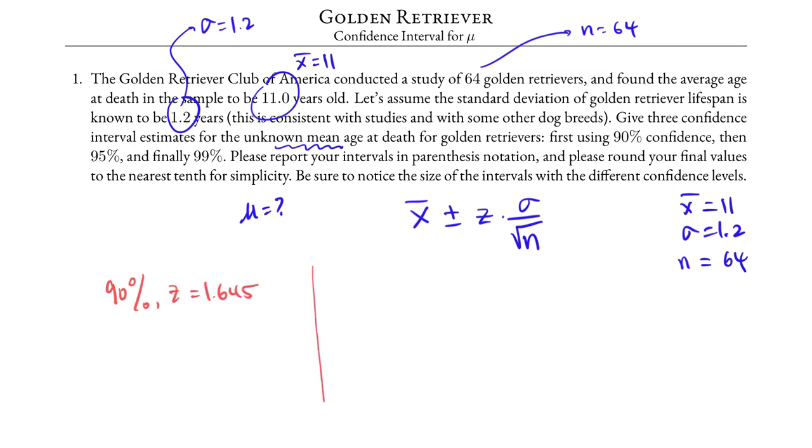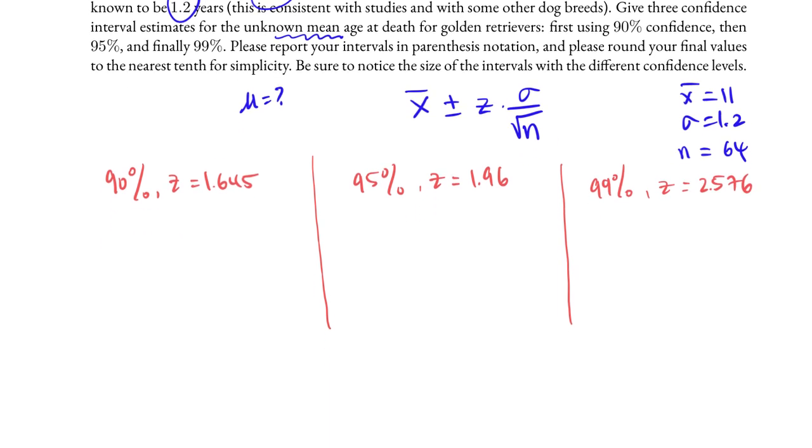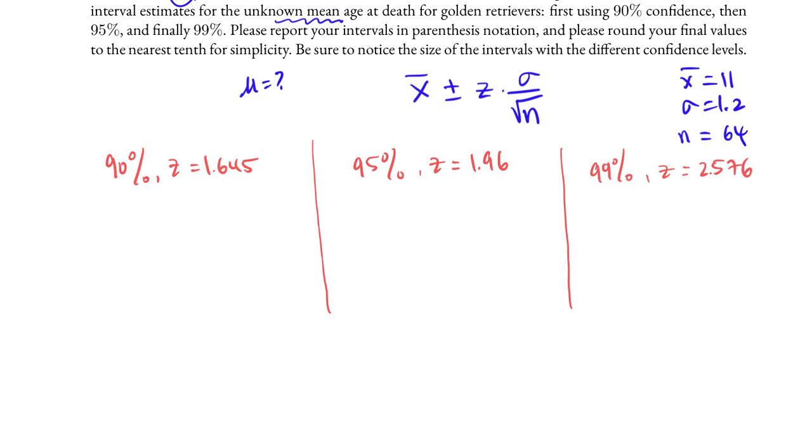1.645. For the 95% confidence level, the critical value z is almost 2, 1.96 to be precise. And for the 99% confidence level, the critical value z is 2.576. And so all we need to do now is to put everything in this formula to find the lower and the upper bound.